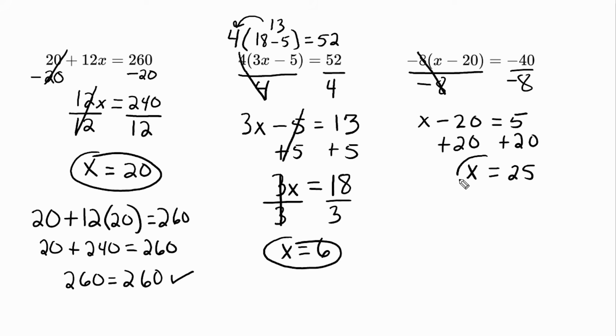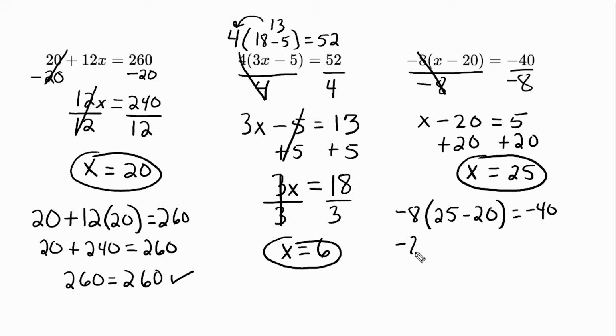And we're going to check our answer by substituting 25 into the original equation. So we write negative 8 multiplied by 25 minus 20 is equal to negative 40. So we simplify the left-hand side to negative 8 multiplied by 5 equals negative 40. And negative 8 times 5 does, in fact, make negative 40. So we have verified that x is equal to positive 25.